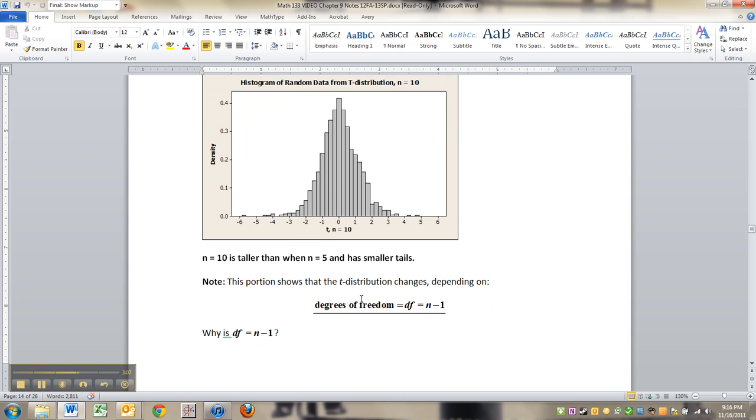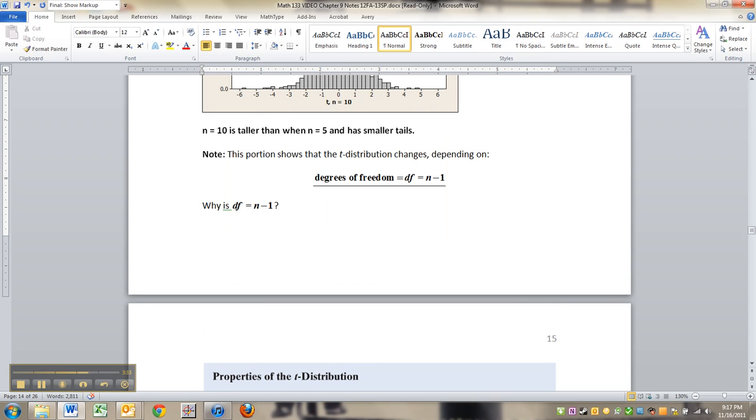All right. This portion shows the t-distribution depends on your sample size. And the answer is degrees of freedom, which is n minus 1. That is how it relates to sample size. And I'm not going to get too much into degrees of freedom. There's a whole philosophical and mathematical argument to what they are and how they work, and I really just don't want to get into it. It's long and complicated. But suffice it to say, let me give you an example.